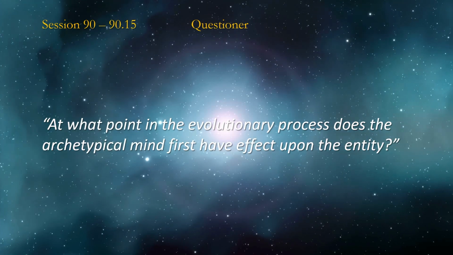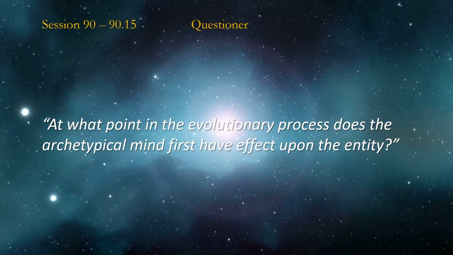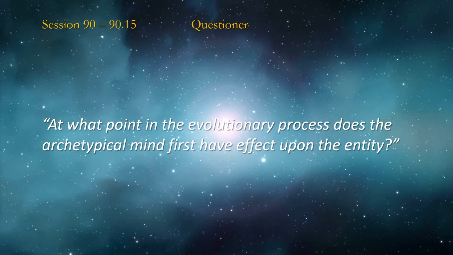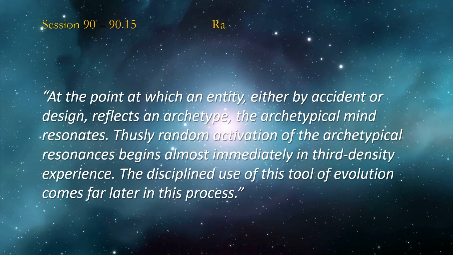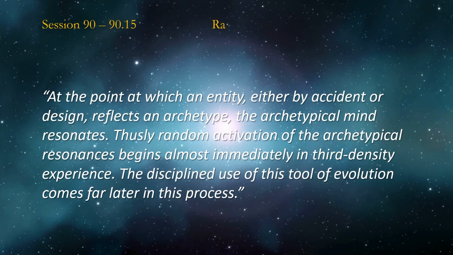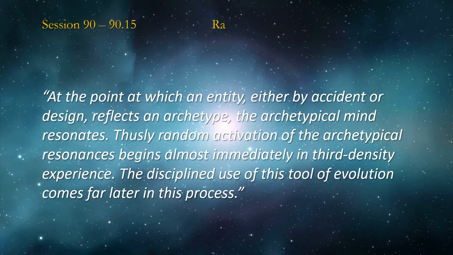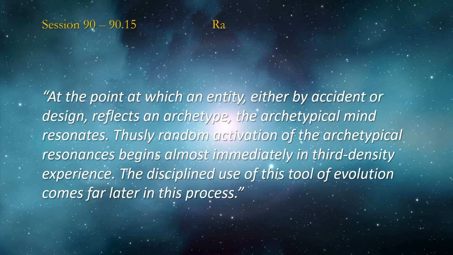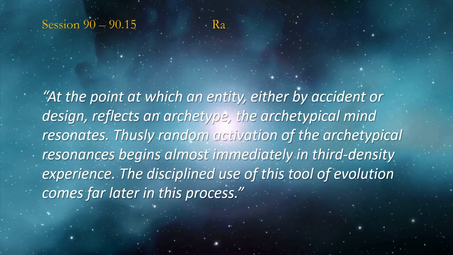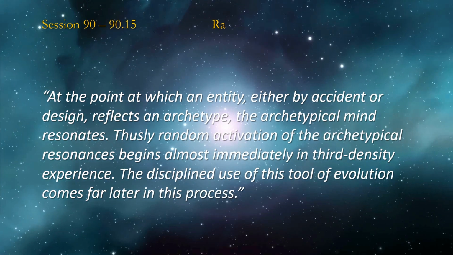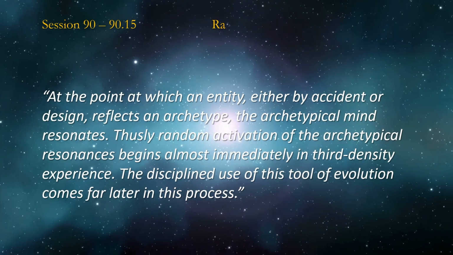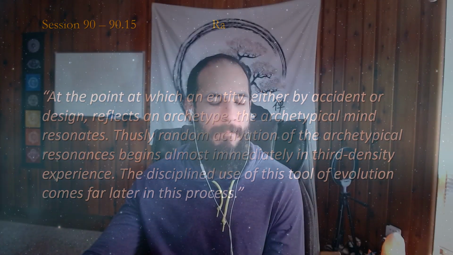Next question is question 15. Don says, at what point in the evolutionary process does the archetypical mind first have effect upon the entity? Ra says, at the point at which an entity, either by accident or design, reflects an archetype, the archetypical mind resonates. Thusly, random activation of the archetypical resonances begins almost immediately in third density experience. The disciplined use of this tool of evolution comes far later in this process.